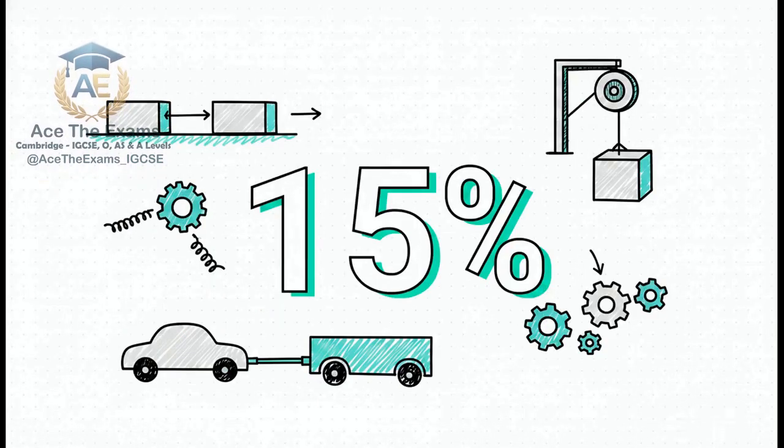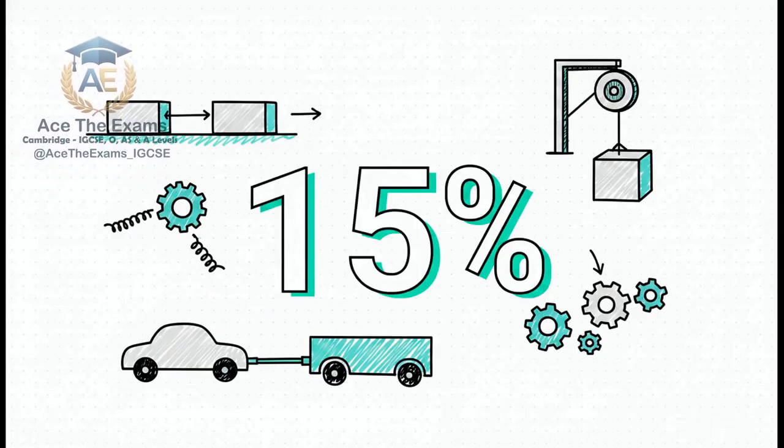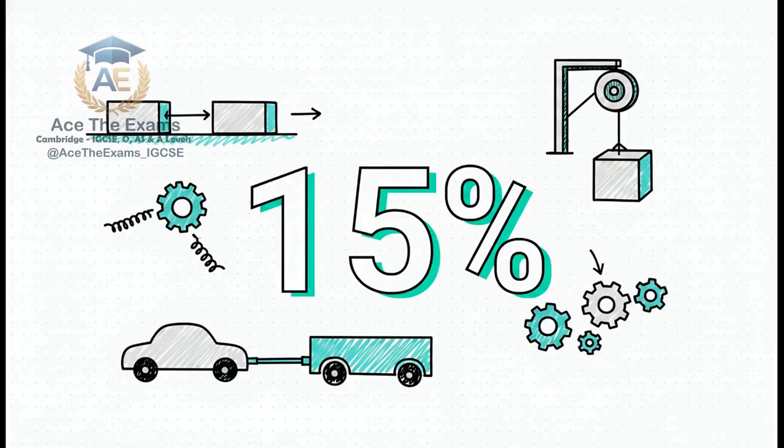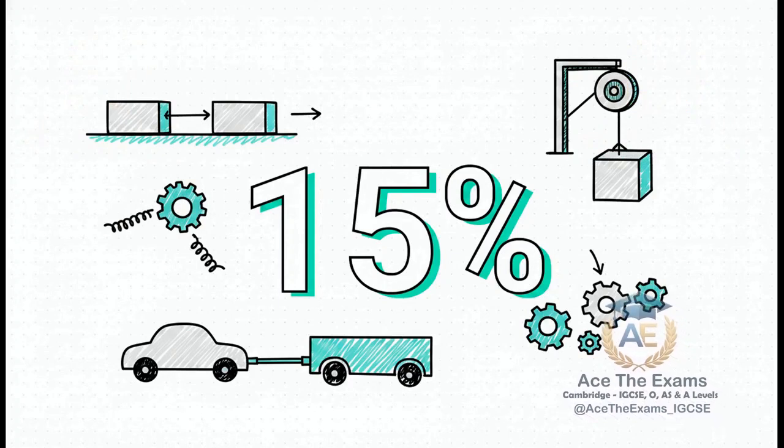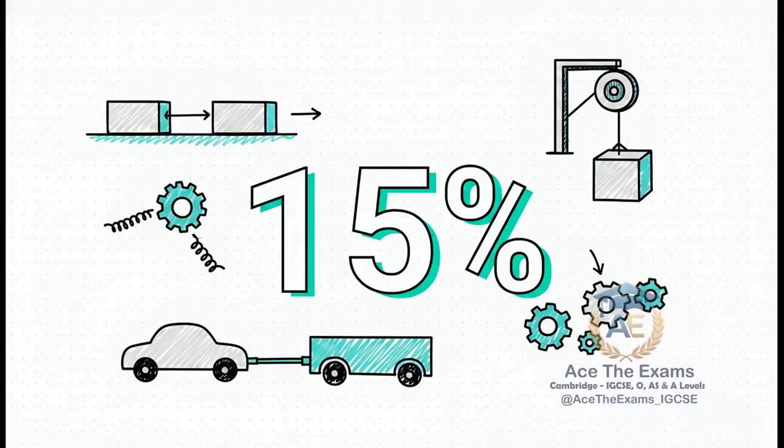15%. I want you to really internalize this metric right now because it is literally a game changer. It completely reframes our entire approach to the paper. In paper 2 of the mathematics exam, connected particles, pulleys, and towbars account for approximately 15% of the total marks.